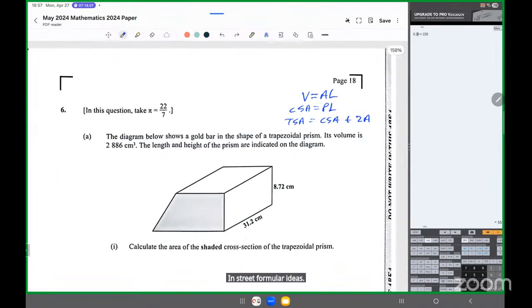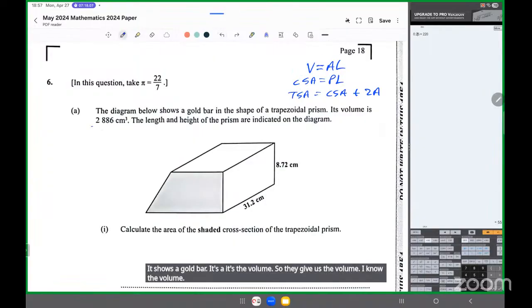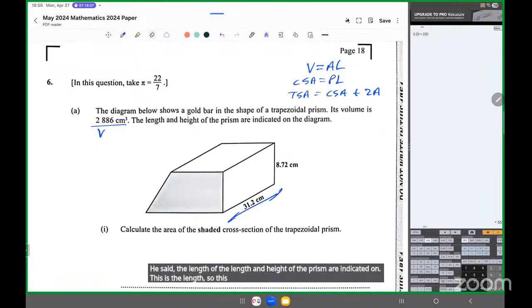All right. The question says it shows a gold bar, and they give us the volume. We know the volume, this is the V, 2886. It says the length and height of the prism are indicated. This is the length, your L in the formula.